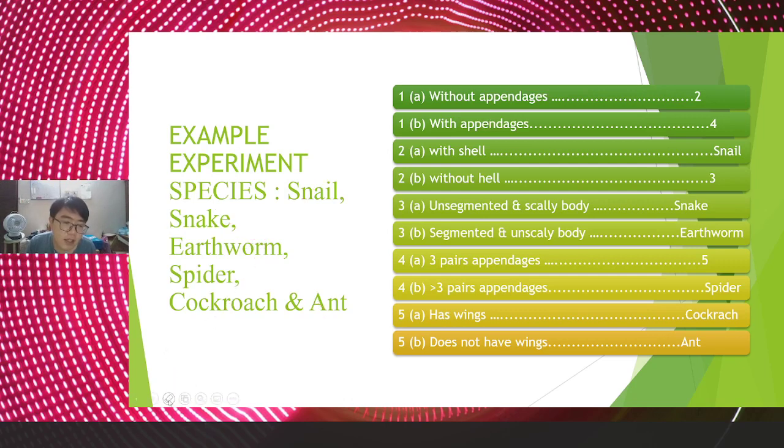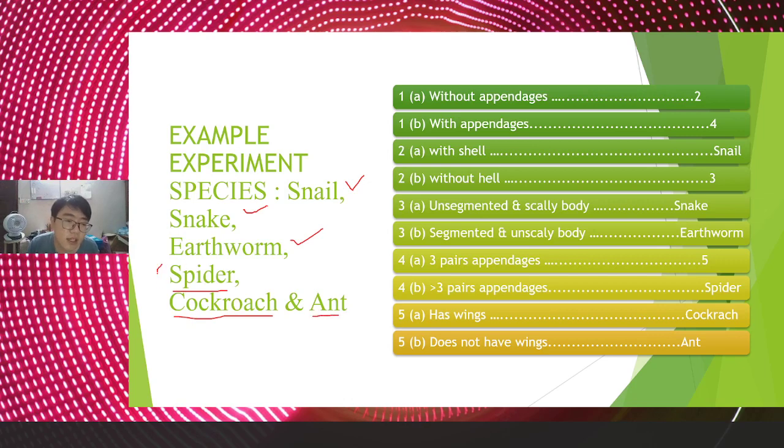I use the example because it is easier. Without appendage, which organism? Based on this one example species, which organism does not have appendage? Appendage means kaki. Which one? Snail has no kaki. Snake has no kaki. Earthworm has no kaki. Only spider, cockroach, and ant have kaki. These three have kaki.